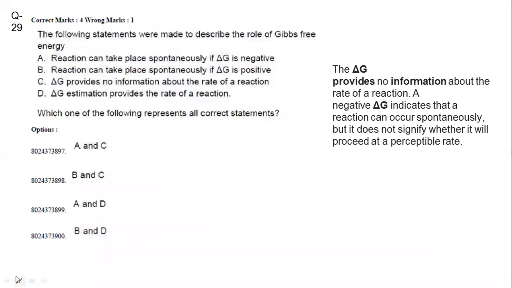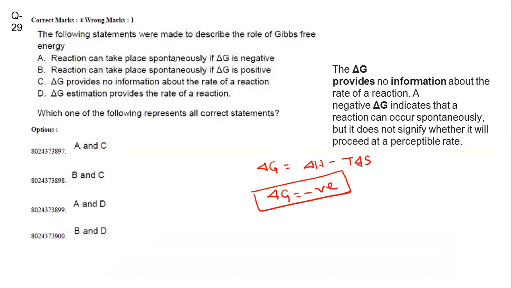First is the question: the following statements were made to describe the role of free energy. We know that delta G equals delta H minus T delta S, and a reaction will be spontaneous if delta G is negative. So a reaction can take place spontaneously if delta G is negative. This is correct. Option B says the reaction can take place if delta G is positive, so B is wrong. You can eliminate B from here.